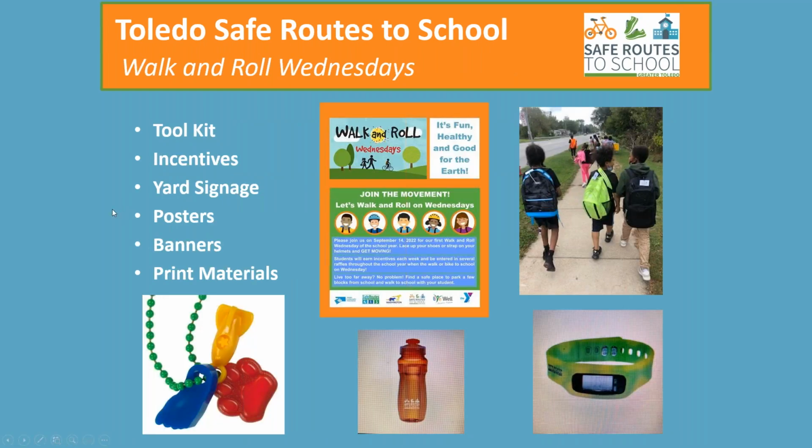The next program that we encourage is our Walk and Roll Wednesdays. So once again, we've created a toolkit for our schools to utilize in planning their Walk and Roll Wednesday programs. We create the initial flyer each school year for them to share with their families to let them know about this new program. We provide incentives. We use the Fitness Finder tokens. So the schools are provided these incentives, and on each Wednesday, the student earns a new Fitness Finder token for walking or biking to school.